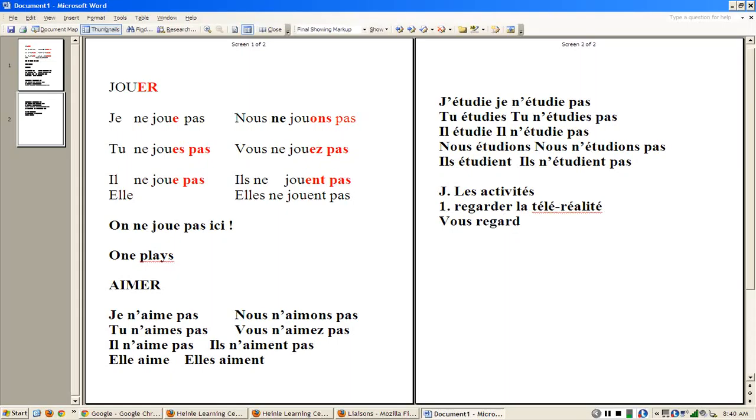So I would say, vous regardez la télé-réalité. But moi, me, je ne regarde pas la télé-réalité. Je ne regarde pas la télé-réalité.